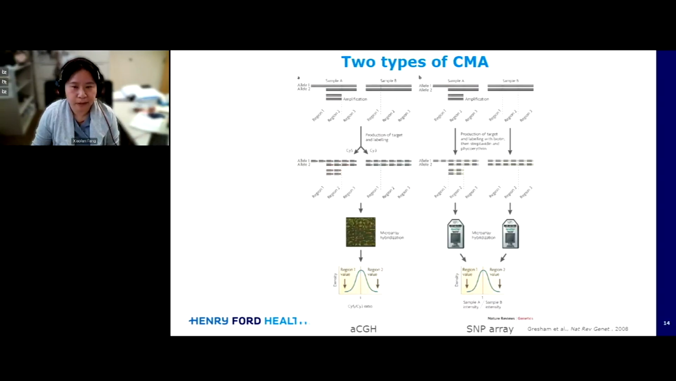In this slide, you can see the two types of CMA listed here. Panel A, the figure on the left, represents aCGH, and figure B on the right represents the SNP array. So in a two-color experiment, DNA from individuals of the same species or different tissues from a single individual, for example, normal and diseased cells, is extracted and differentially labeled with compatible fluorophores, for example, Cy3 and Cy5. Equal amounts of labeled DNA are hybridized to the microarray, and the hybridization reaction is allowed to come to equilibrium over a period of over 12 hours.